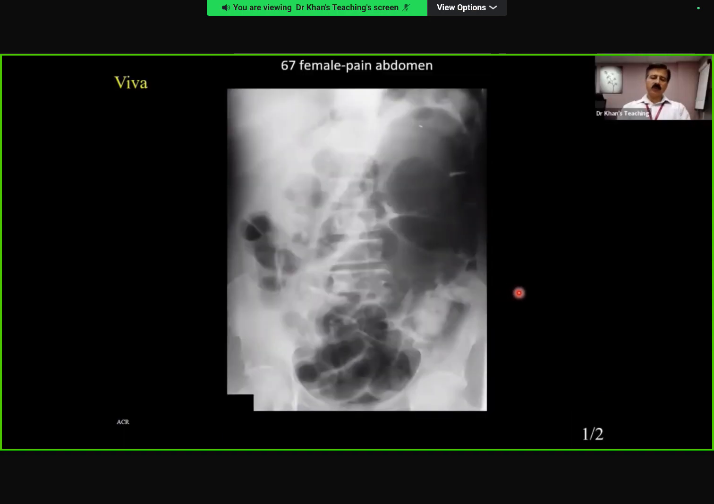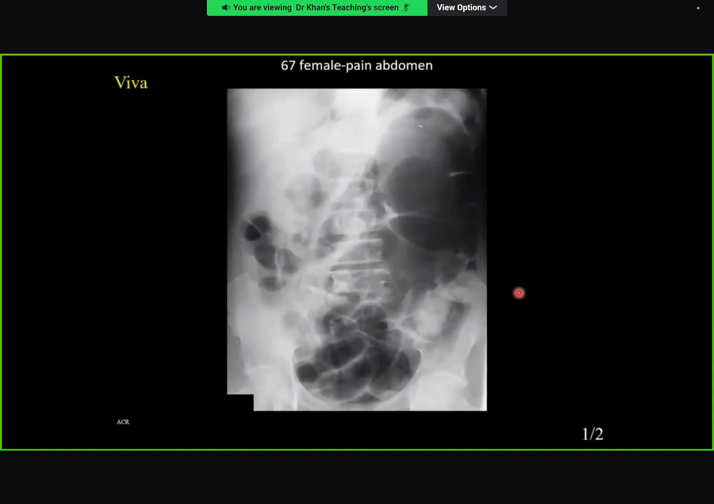Okay, is this a sigmoid volvulus? What do you think? Or not? If not, then what else can it be? On this frontal abdominal radiograph, there is a dilated bowel loop, and I can see some haustra, incomplete haustra within it. It is in the left upper quadrant, and I can see gas within the small bowel.